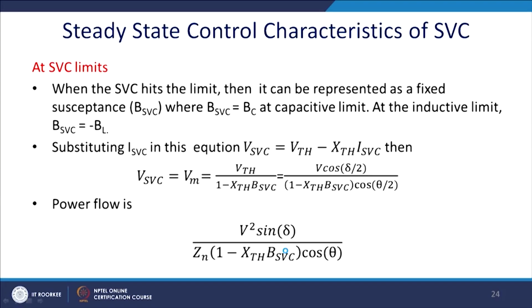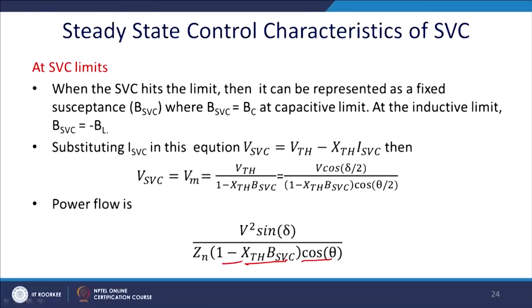So, by calculating it, you can calculate the power flow, and the power flow will be V square sin delta by 2 Z_n, 1 minus X_s by Z_n into cos theta. So, you can compare that with V square by X sin theta. You can see that you can reduce the denominator by playing around with this V_TH into A. So, this multiplication can be 0.5, thus you can have a power flow control increase to 2 times.